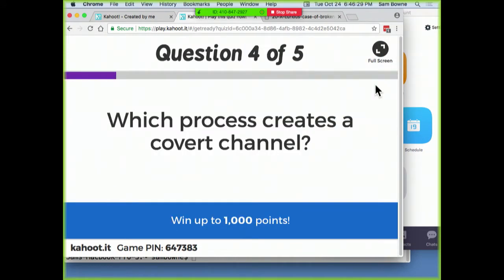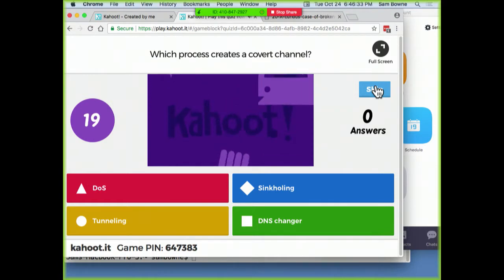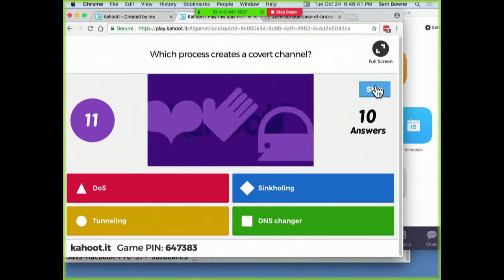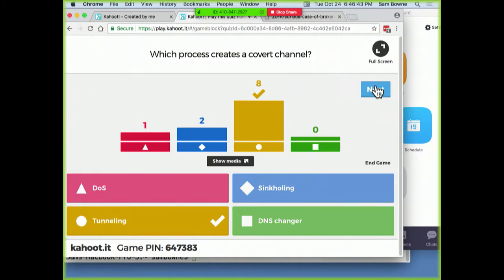All right, what process creates a covert channel? All right, that's tunneling, good. Tunneling in general refers to putting some kind of data in a different packet than the expected packet.